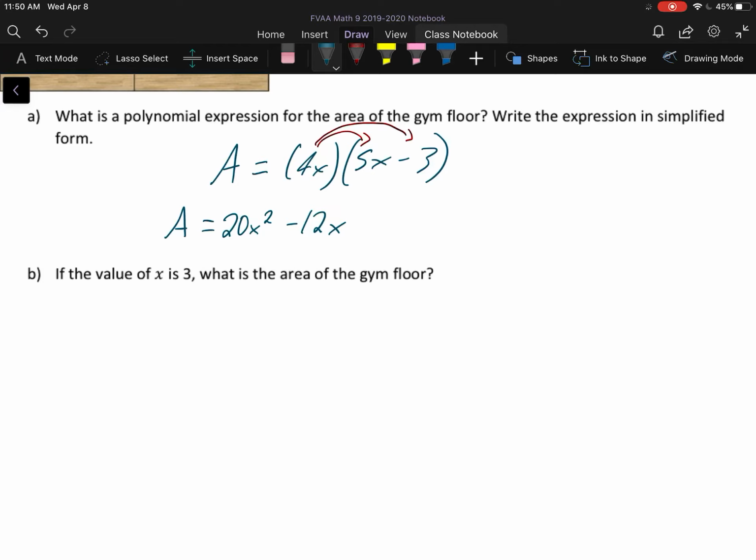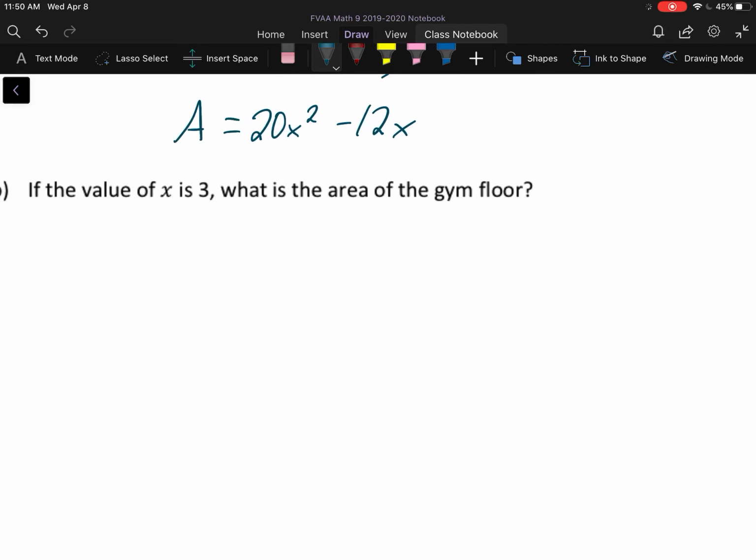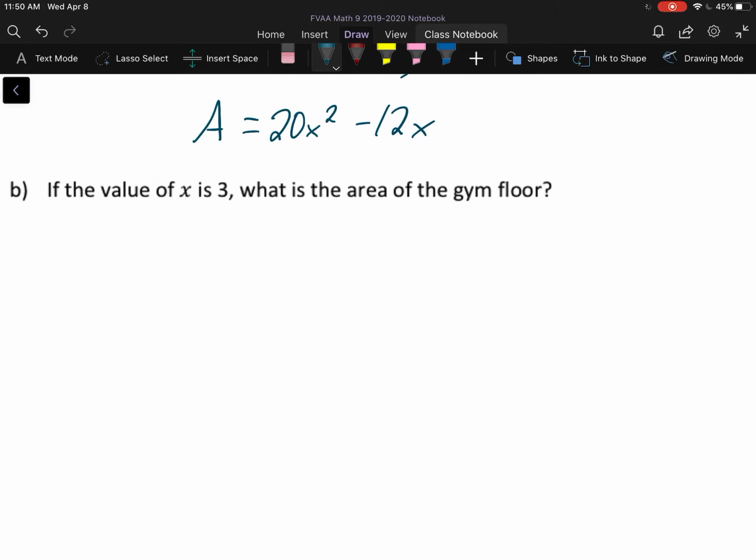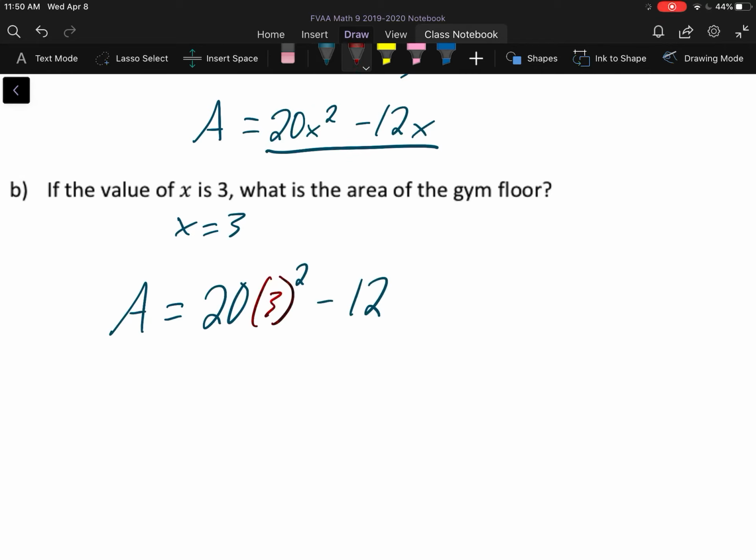And for B, if the value of x is 3, what is the area of the floor? In the first question, A, we didn't know what x was, so we were left with an expression to represent the area of the floor. But now they're telling us that x is equal to 3. So in my equation, each time that x shows up, I'm going to substitute it with 3 in brackets. It is important that you put the brackets here because that exponent needs to be applied just to the 3, not to the 3 times 20.